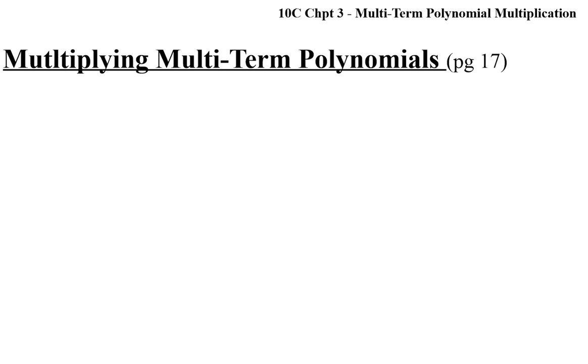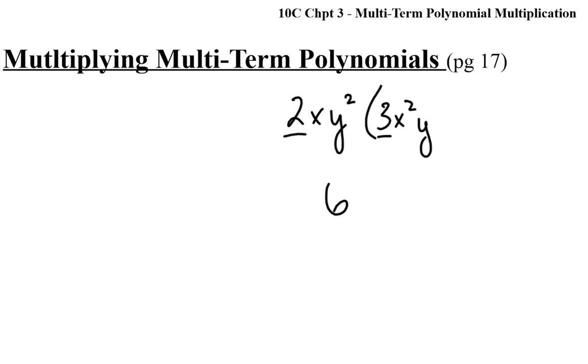Last lesson we talked quickly about working with monomials, 2xy squared times 3x squared y, and how we multiply those. Multiply coefficients and add exponents that have like bases.